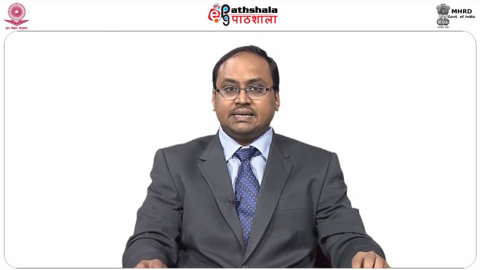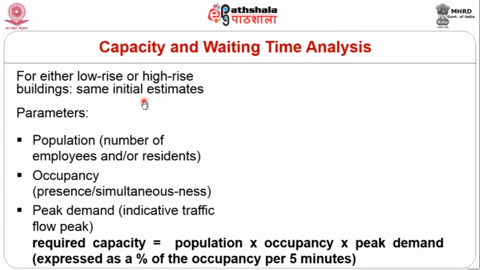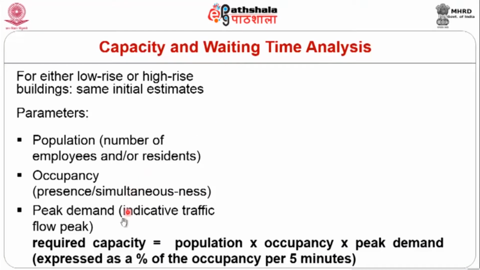Capacity and waiting time analysis. For either low rise or high rise building, these same initial estimate parameters are important. Population, the number of employees or residents of the building. Occupancy, presence or simultaneousness, that is what we mean by occupancy. What is the peak demand? Indicative traffic flow peak, and therefore based on these three factors the required capacity is arrived by the product of population, occupancy and peak demand expressed as a percentage of occupancy per 5 minutes.